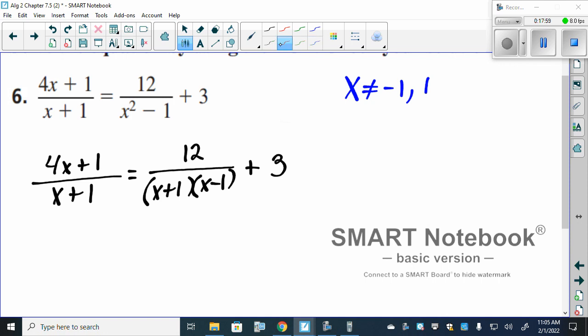Now, what can we multiply each term by? x plus 1 and x minus 1.